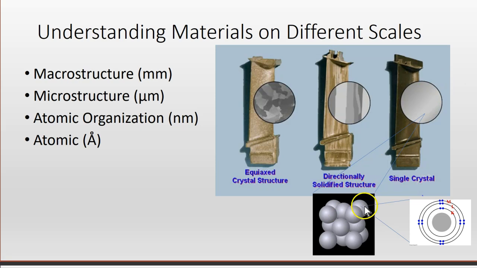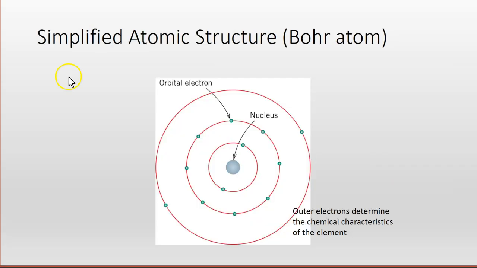And here we just have a graphic showing the crystal structure of the material inside a crystal of the turbine blade material. Then we can go one step smaller to the angstrom scale, where we look inside the atom and look at the structure of that. An earlier model of the atom, which is still useful, is the Bohr atom.